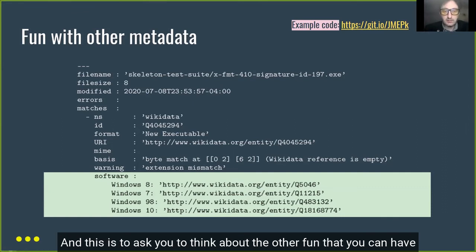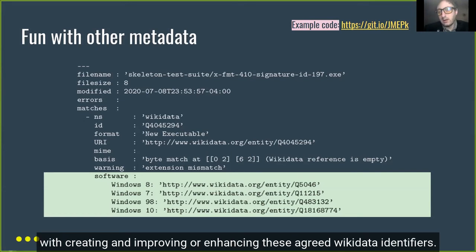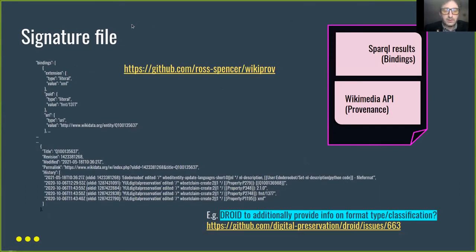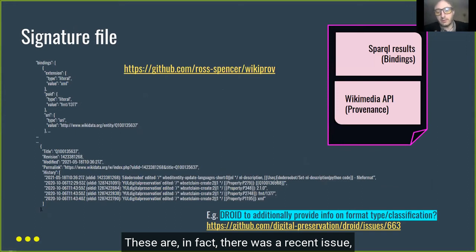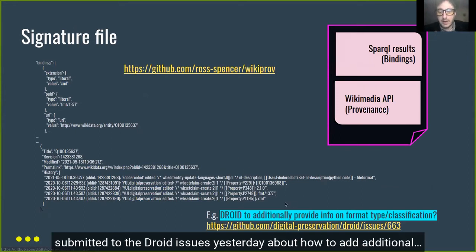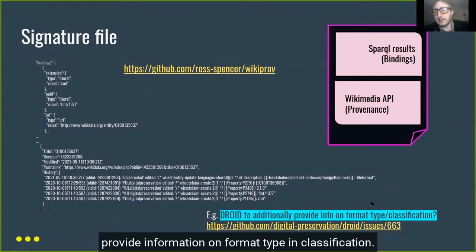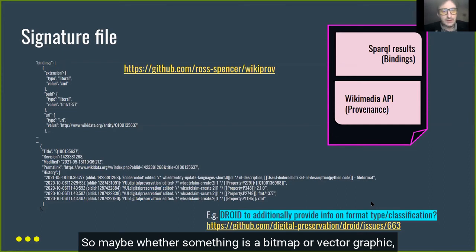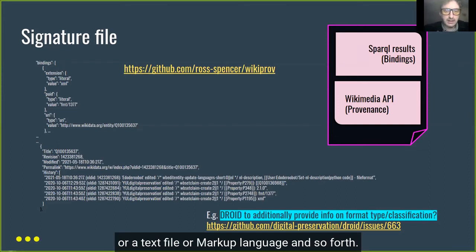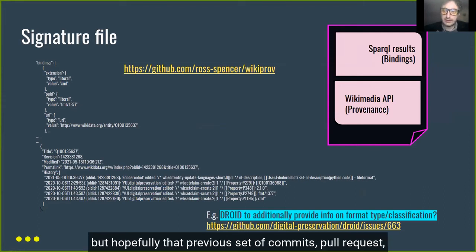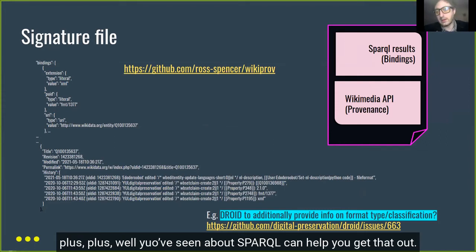This is to ask you to think about other fun you can have with creating, improving or enhancing the Siegfried Wikidata identifier. In fact, there was a recent issue submitted to the Droid issues yesterday about how to additionally provide information on format type and classification. So maybe whether something's a bitmap or a vector graphic or a text file or markup language and so forth. If that information exists in the signature file, then you can do something with it. It does require some changes to Siegfried, but hopefully that previous set of commits, pull request, plus what you've seen about Sparkle can help you get that out.